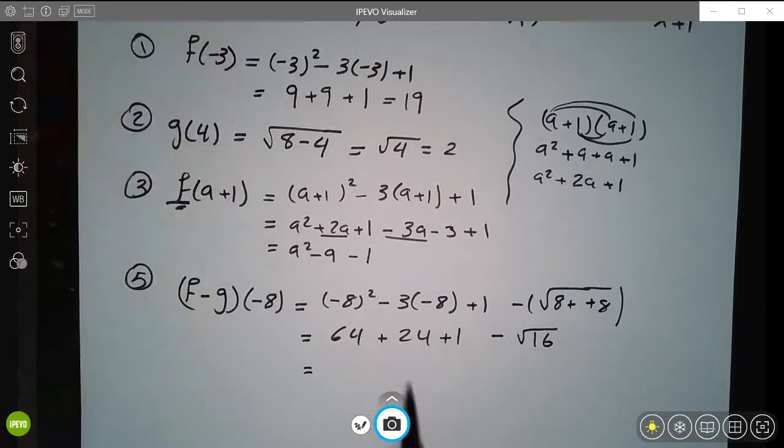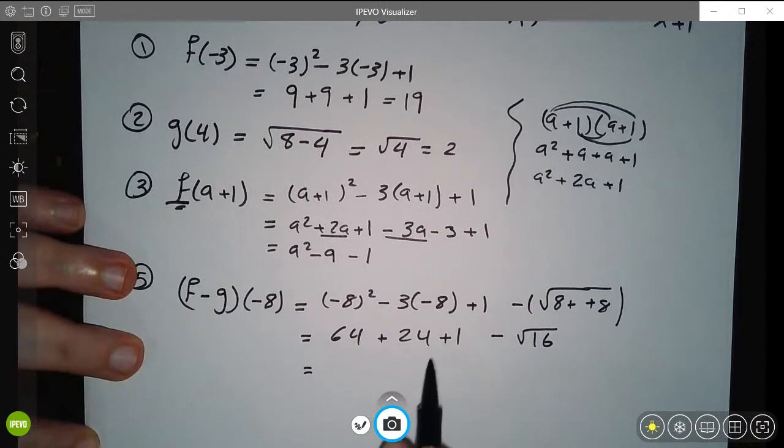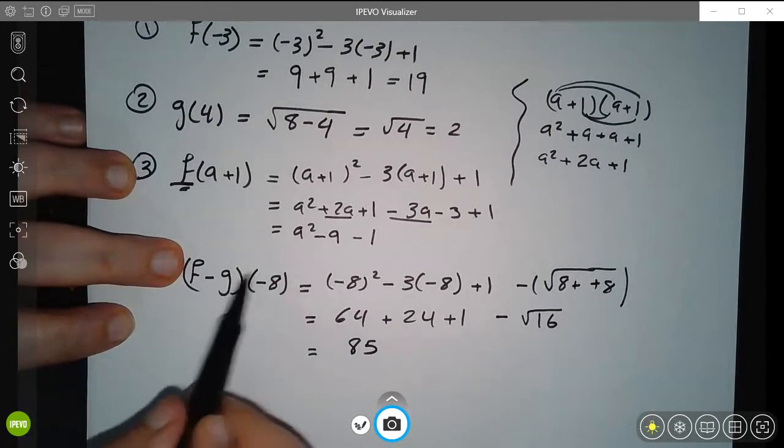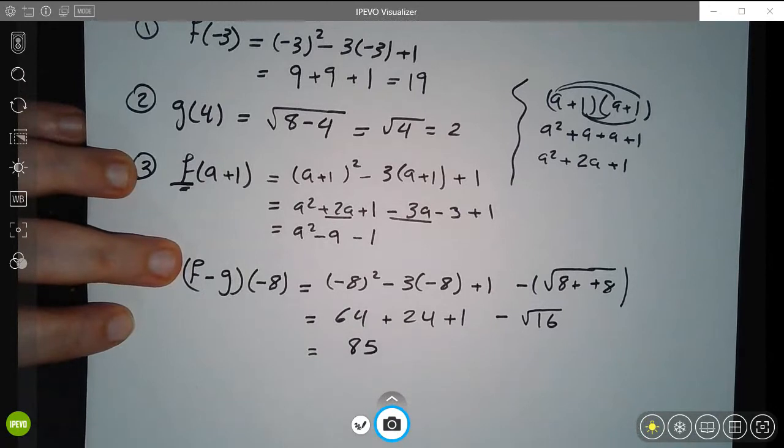Okay, so now let's add these. We have 64, 24, 1, and under the root, 16 is actually 4. So I'm subtracting 4. That adds up to 85. Right? So that's our answer. F minus g of negative 8 is 85.